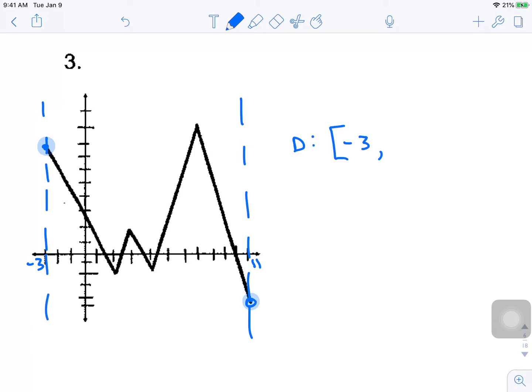Then I'm going to go to 11. That's the farthest or the highest value x can be. Can it be included? No, because I put that open circle in there. So for that reason, it's going to be 11 with a parenthesis.